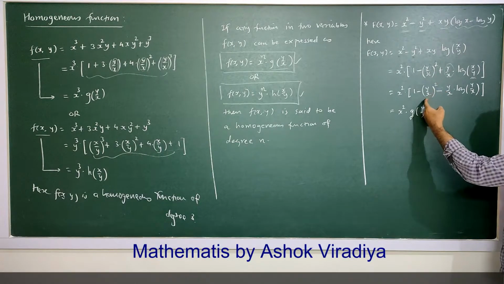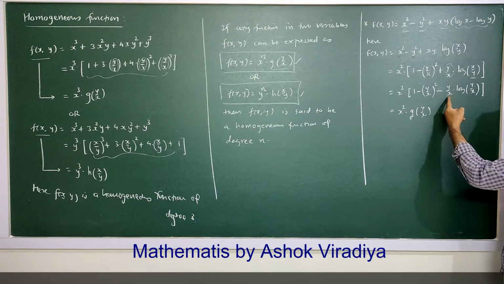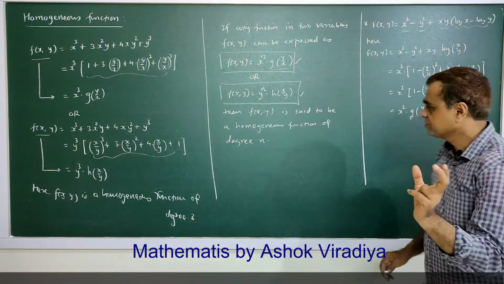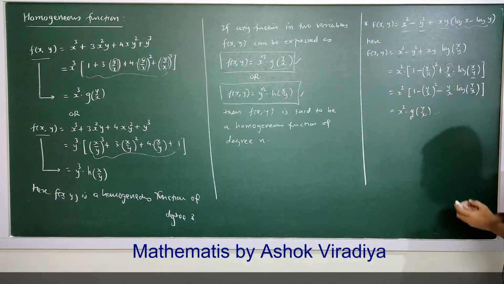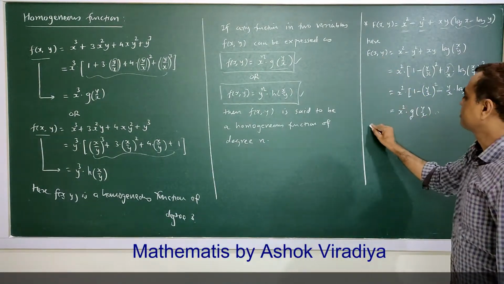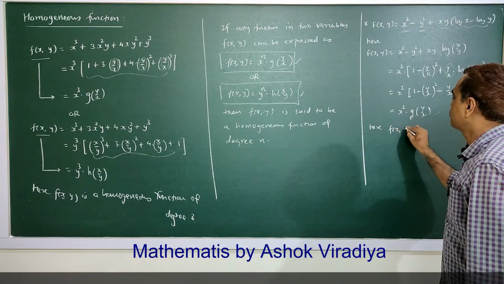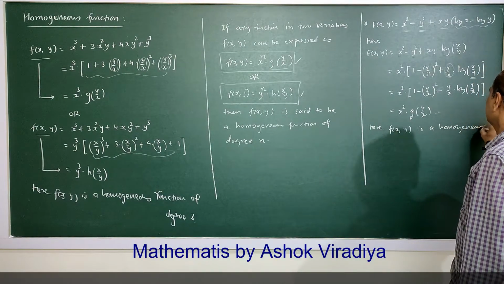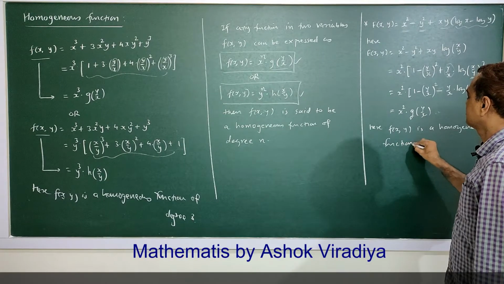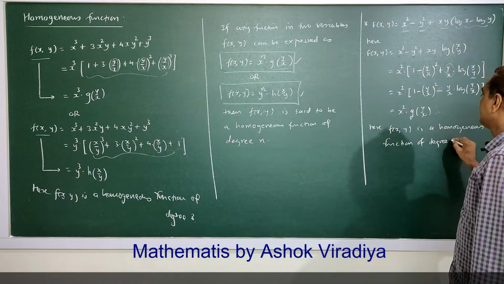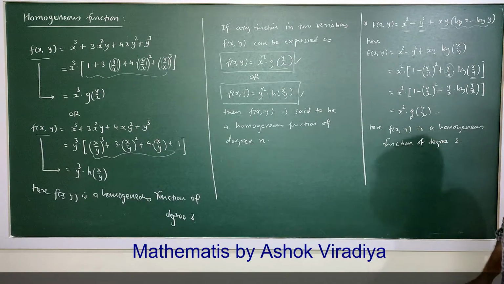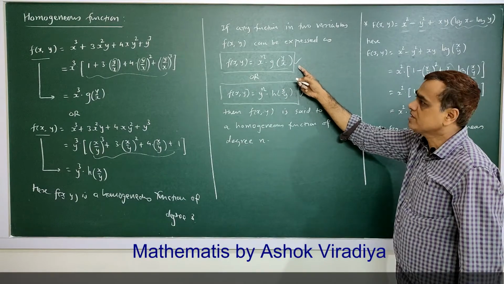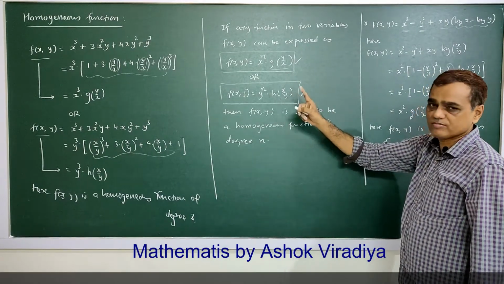Here y square upon x square, and single y, single x: with every y there should be x in the denominator, so it is a function of y by x. Therefore this function f of xy is a homogeneous function of degree 2. So this function we have converted in this form. Similarly, you can also convert in this form.